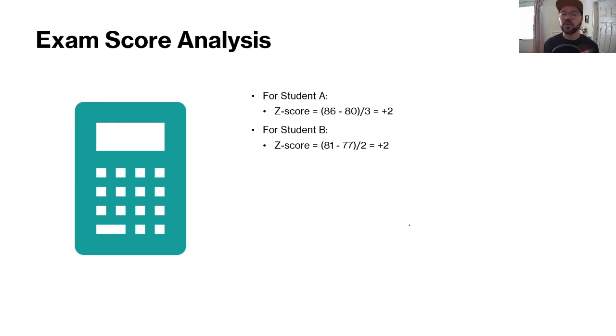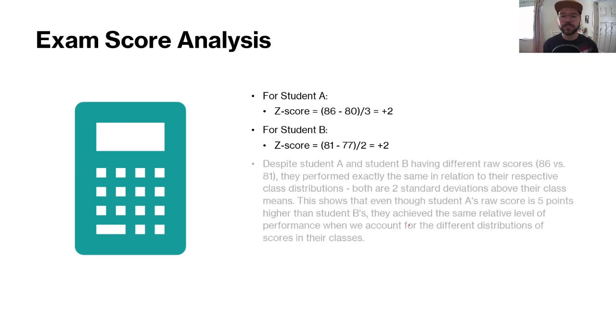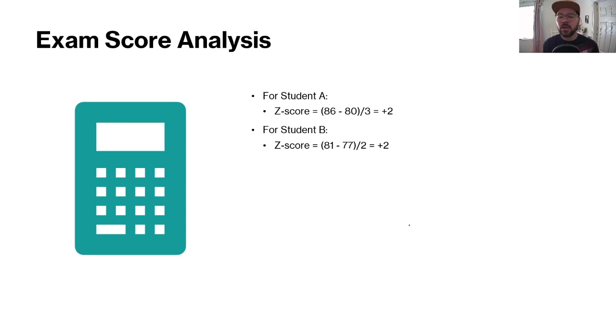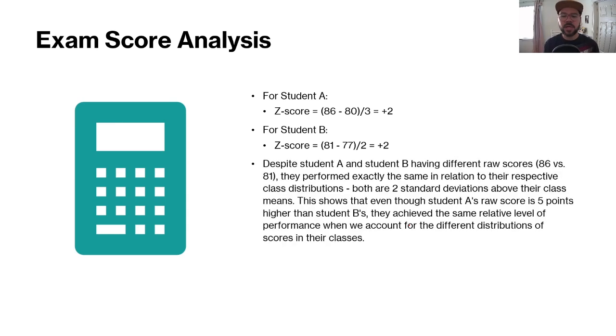Now in this case, we calculated a z-score of positive 2 for each student. So what does that mean? We're comparing positive 2 to a positive 2. So despite student A and student B having different raw scores, 86 and 81, they performed exactly the same in relation to their respective class distributions. Both of them are 2 standard deviations above their class averages. This shows that even though student A's raw score is 5 points higher than student B's, they achieved the same relative level of performance when we account for the different distributions of scores in their classes.